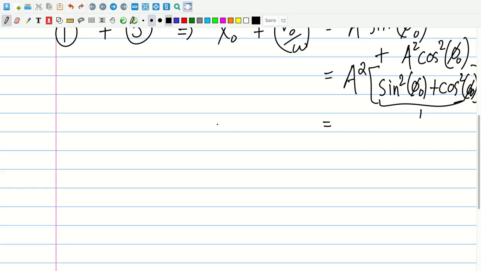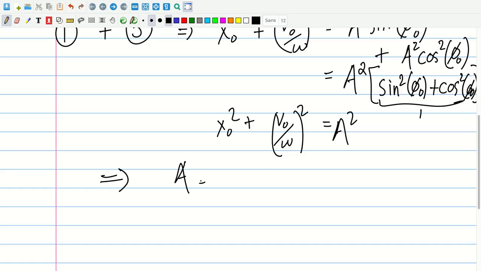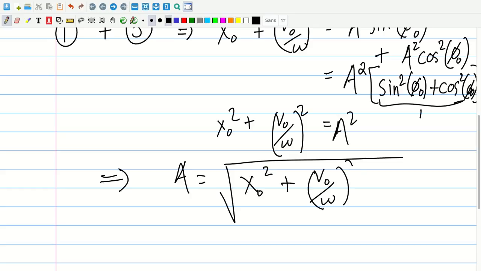And so I end up getting that x naught squared plus v naught over omega, all squared, equals A squared. That implies that A equals, and since A is a magnitude, it must be positive in this case, the square root of x naught squared plus v naught over omega all squared. And so that's my equation for A.